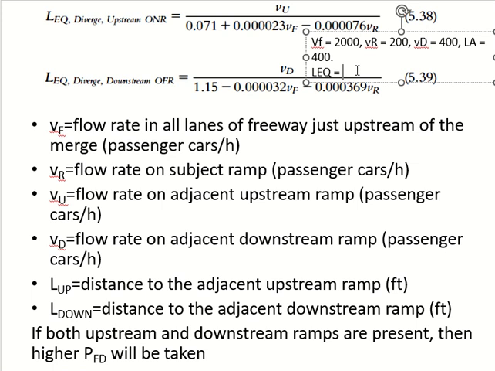Okay, so VD, VF, VR, these values are given. VD is the flow on the downstream ramp, because we are only taking downstream.